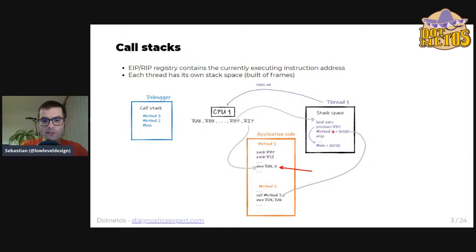The next row is the return address for our method 3, and the return address for method 3 is method 2 plus some offset. If method 3 finishes, the CPU will pick this return address, go back to method 2 and execute the next instruction after the call to method 3. For method 2, the return address would be main with some offset. That's how the debugger deconstructs the stack frames.